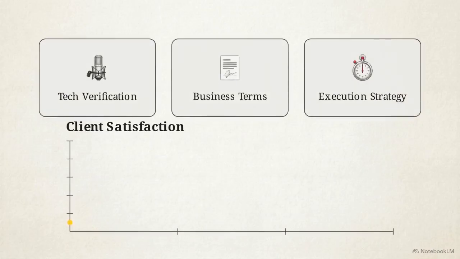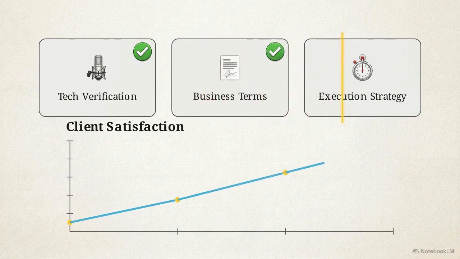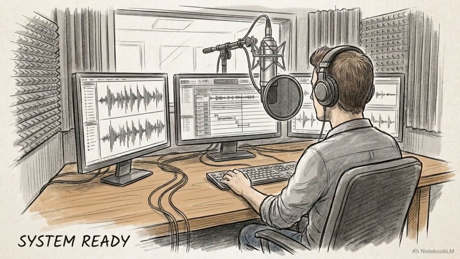By executing this checklist in chronological order, you replace the volatility of a live directed session with a predictable workflow. It protects your reputation behind the mic and ensures clients actually want to hire you again. Step 1 is tech verification. This means completely stress testing your entire digital environment before the client ever joins the call.